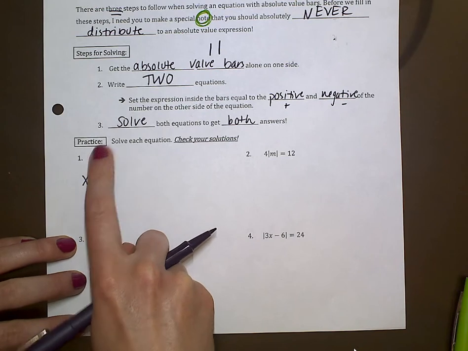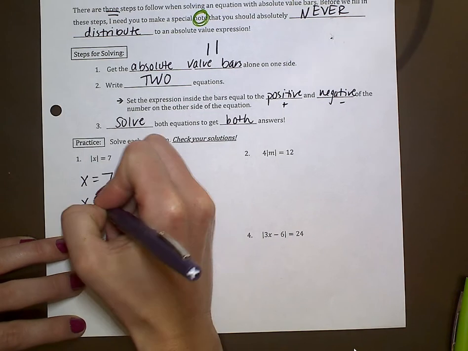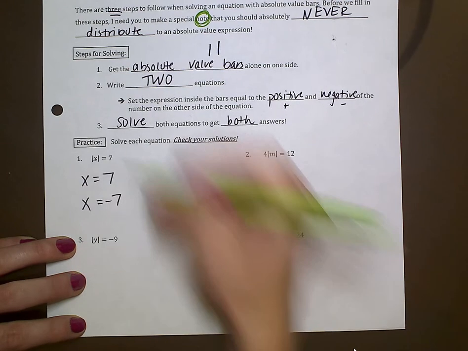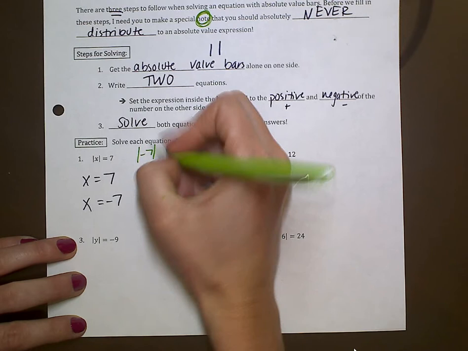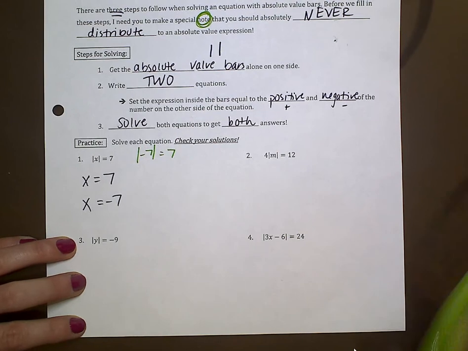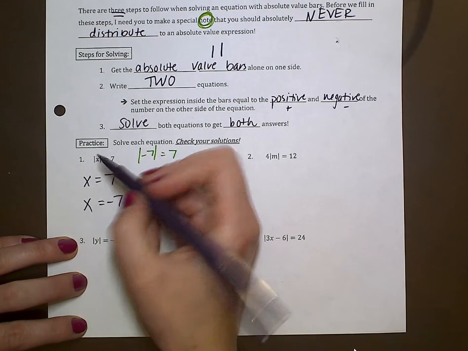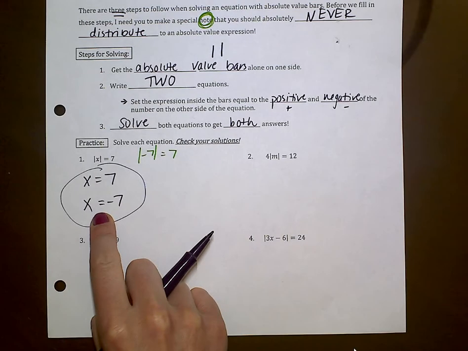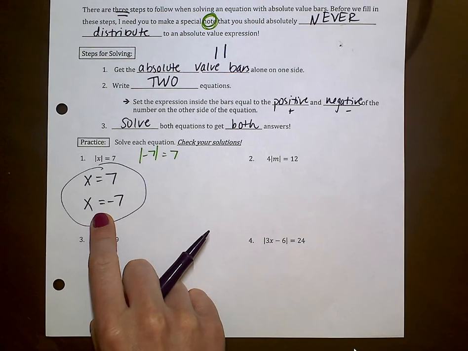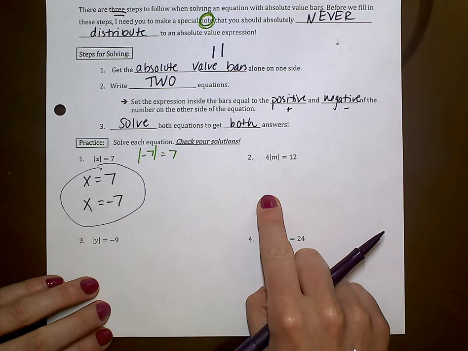I also know I can stick a negative 7 in there for x because the absolute value of negative 7 is positive 7. So I don't really need to do a whole lot on that one. I can just look at it and say the answers: 7 and negative 7 both work. Okay, let's complicate it just a little.